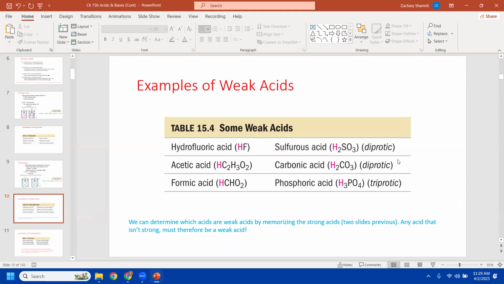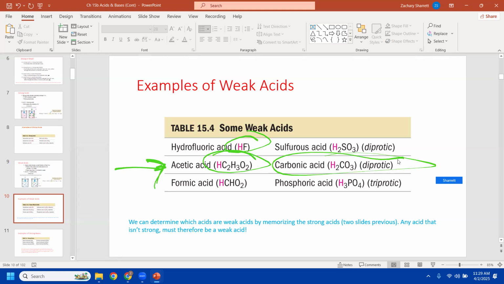Some examples of weak acids. All of these are weak acids, and every other acid that's not a strong acid, okay? But these are some common weak acids. Hydrofluoric is the one we're going to use a lot. Acetic acid is one that we see a lot. Where's acetic acid found? Vinegar. Vinegar is acetic acid.